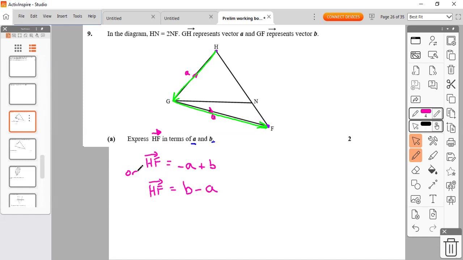Vectors are sometimes hard to get a grasp of, so hard to imagine. But put it in the simplest form. We can go directly from H to F, or we can go in a wee roundabout route. How do we describe that route?